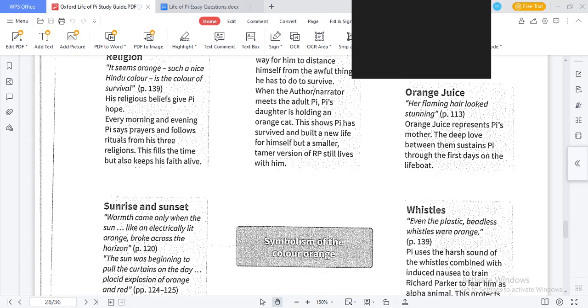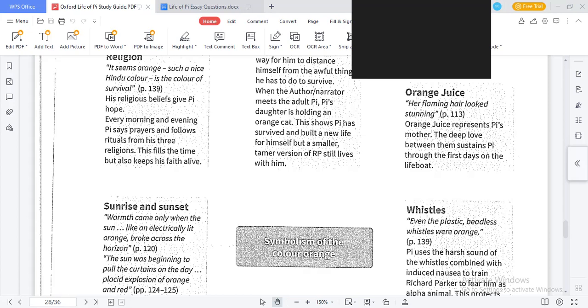So when they talk about the Hindu color, it is the color of survival. His religious beliefs give Pi hope. Every morning and evening, Pi says prayers and follows rituals from his three religions. What were the three religions? Hinduism, Christianity, and Islam.